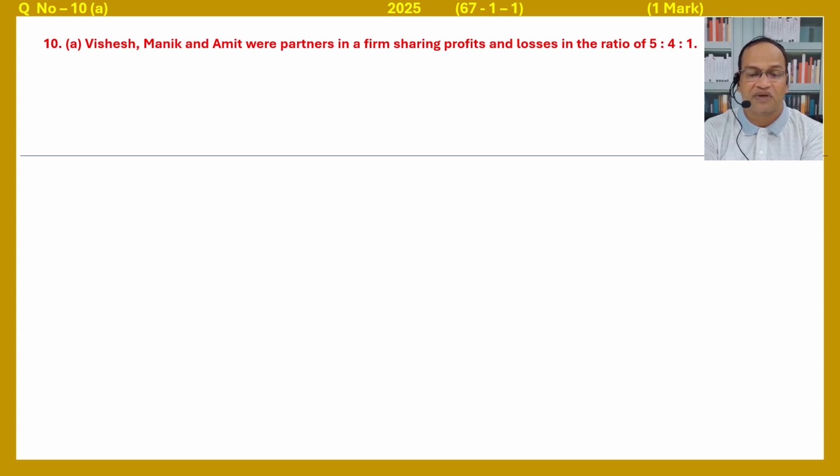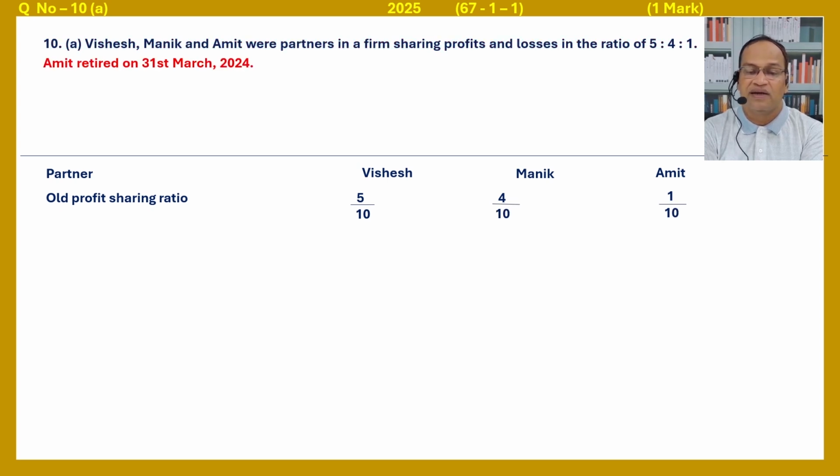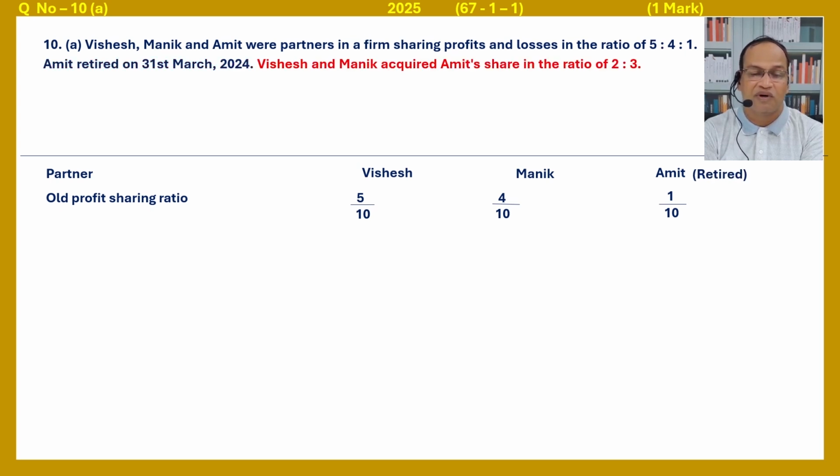Question number 10A. Vishesh, Manik and Amit were partners in a firm, sharing profit and losses in the ratio of 5:4:1. Their profit share ratio is called the old profit share ratio: 5, 4, 1. 5 plus 4 plus 1 is 10, so 5/10, 4/10, 1/10. Clear?